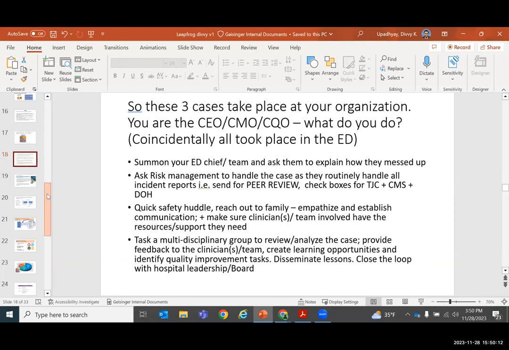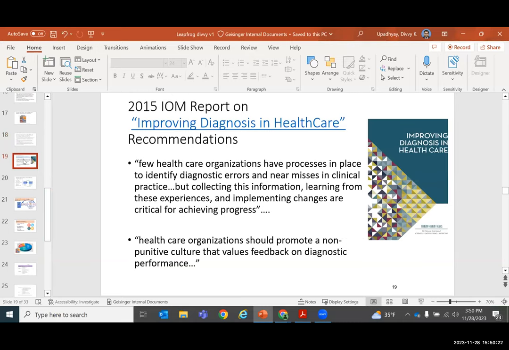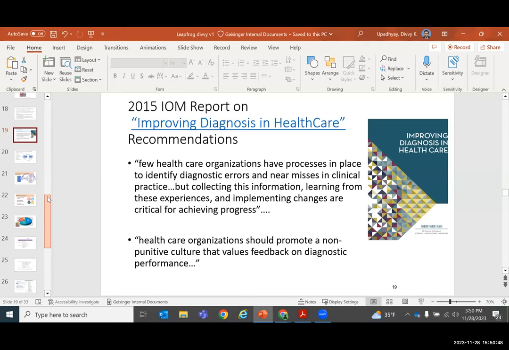Unless we learn, it's very difficult to say that we can improve on these missed opportunities that are very, very common, in fact. And that's what the 2015 report from the Institute of Medicine pointed out, that there are very few healthcare organizations in the country that have processes in place to identify diagnostic errors and near misses in clinical practice. But listen to this: collecting this information, two, learning from these experiences, and three, implementing changes are critical for achieving progress. And that's where the Geisinger example or the story here is.